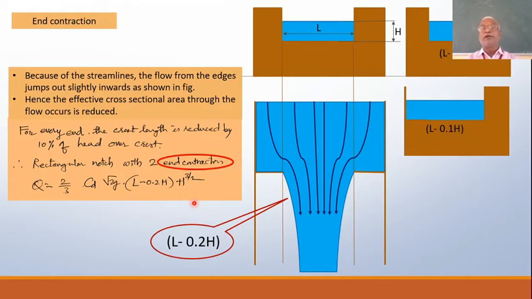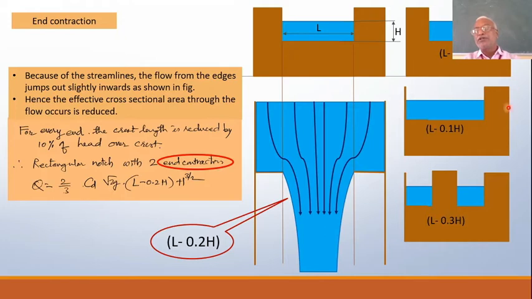Suppose there is only one end contraction, in the sense here this edge is not there, it is free, right? And only one edge is there. Rectangle is so placed that here there is no end contraction. It is straight away coming like that. Here there is an end contraction, so it will be L minus 0.1 H.